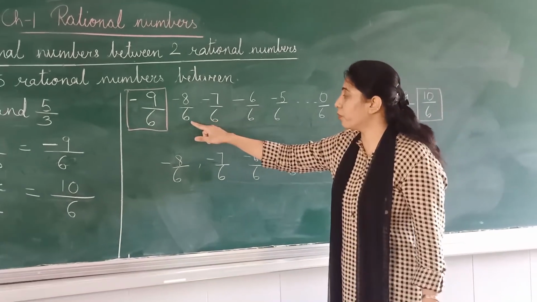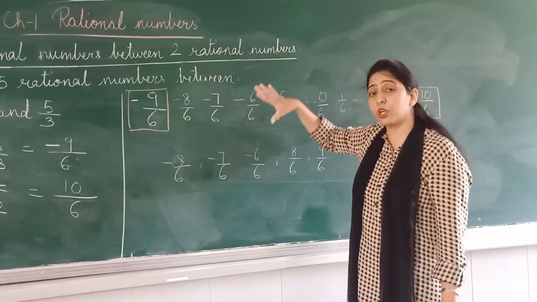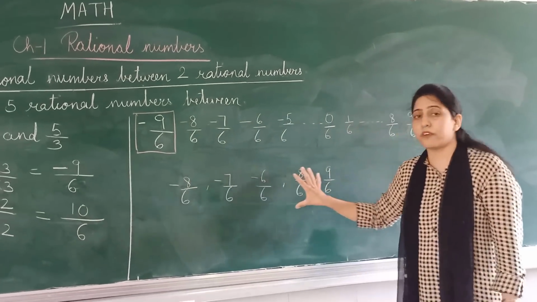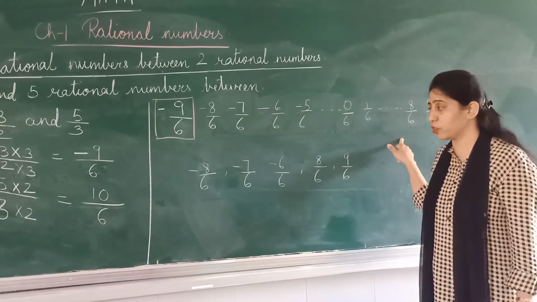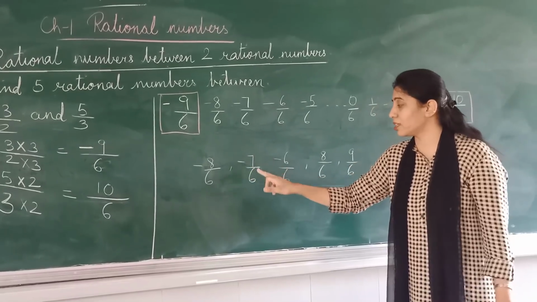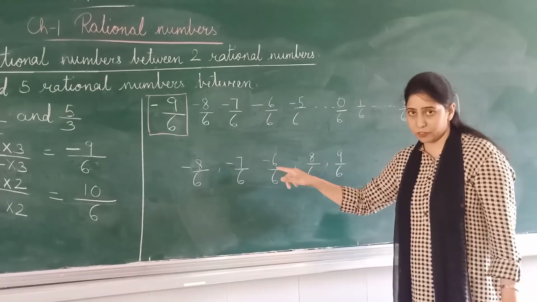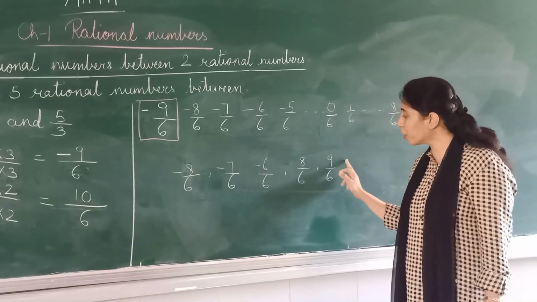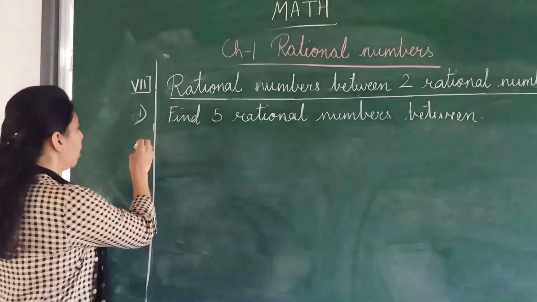I have written only 1, 2, 3, 4, 5, 6, 7, 8. A few rational numbers I have written, and out of that I have chosen 5. You can write any 5 rational numbers between these two. So I have written minus 8 upon 6, minus 7 upon 6, minus 6 upon 6. These are a few negative rational numbers I have taken, and a few positive, that is 8 upon 6 and 9 upon 6.